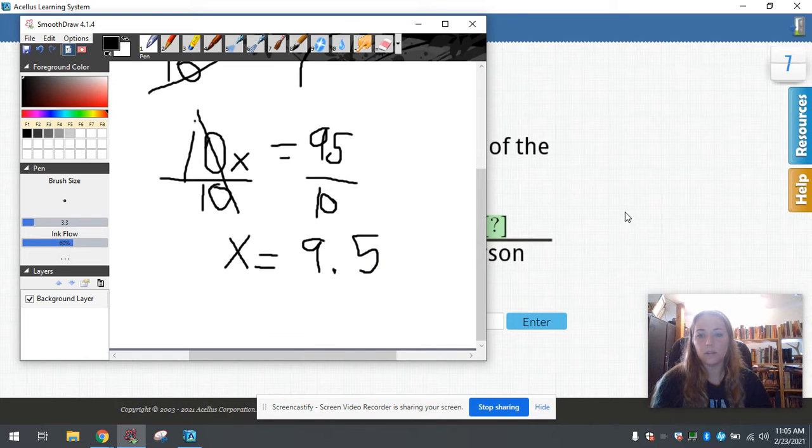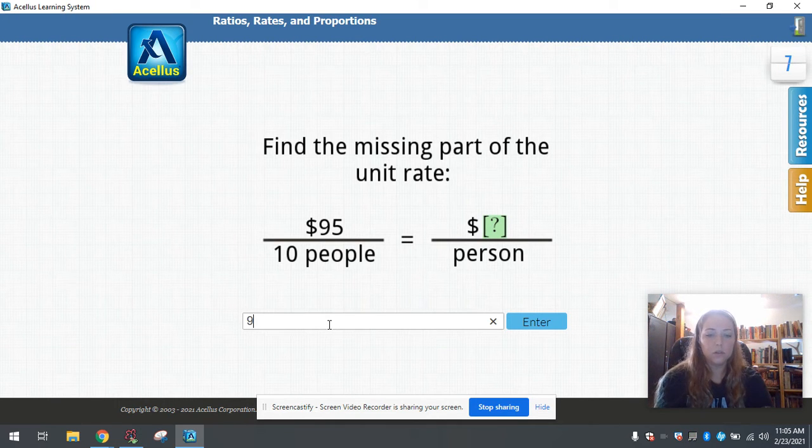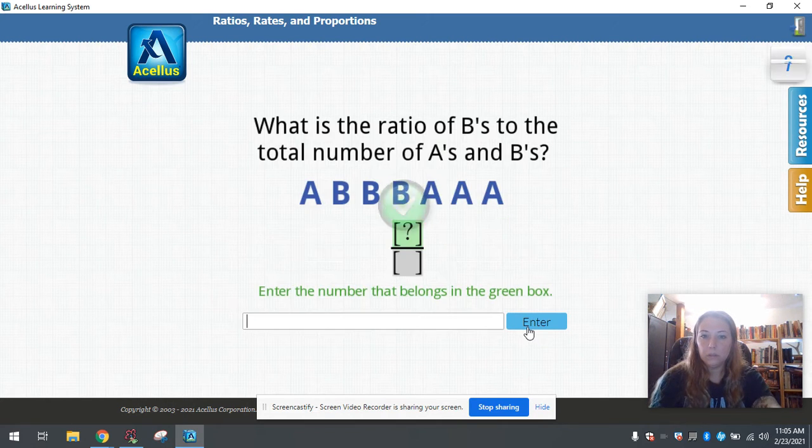Let's see if it will take this answer. If not, we'll have to do the fractions. It takes decimals. Yay!